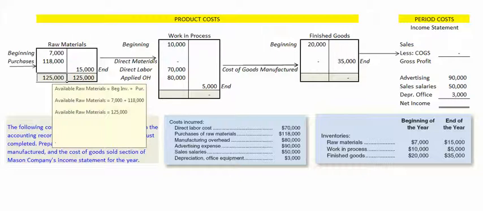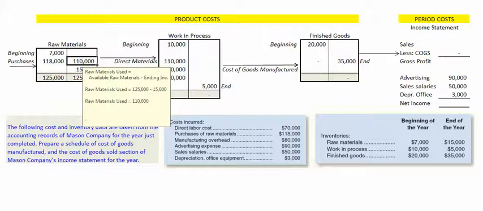We know both the left and the right-hand sides of our boxes must equal, so we can quickly calculate the cost of direct materials used in production. This will be the $125,000 in raw materials available minus the $15,000 in ending raw materials inventory. We use $110,000 in raw materials. Notice this appears as an addition to our work in process account.